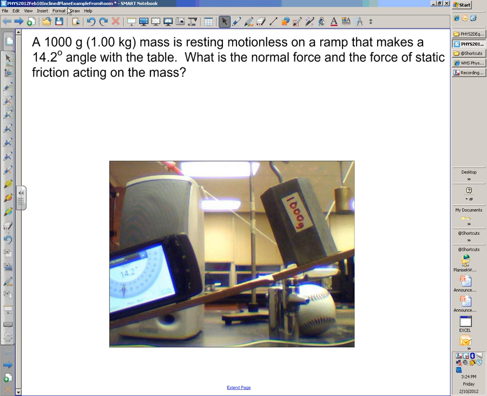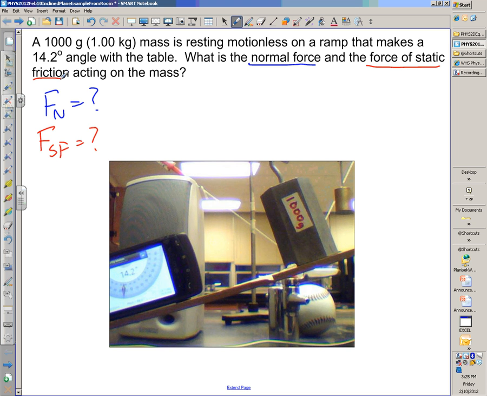So if we attack this problem the same way we always do, this problem is asking us for two things. It's asking us for the normal force, which we'll represent with blue, and then it's asking us for the static friction force, which we'll represent with red. Remember, static friction is that friction that is acting on things that keeps them from moving in the first place, or keeps them still. We'll review some static friction stuff as we go along. But those are the two things we're looking for.